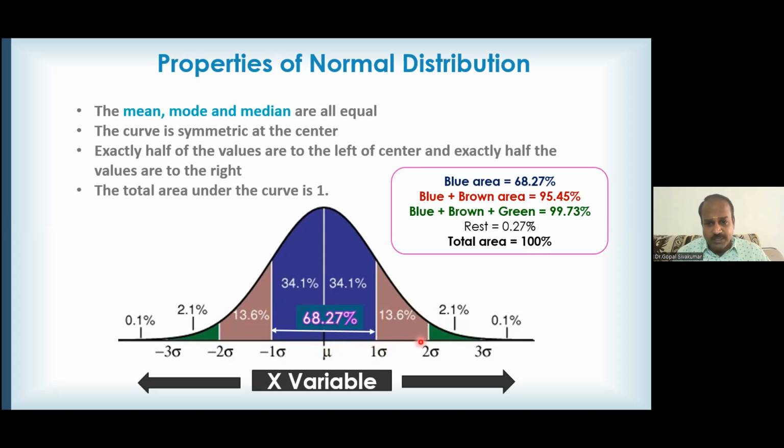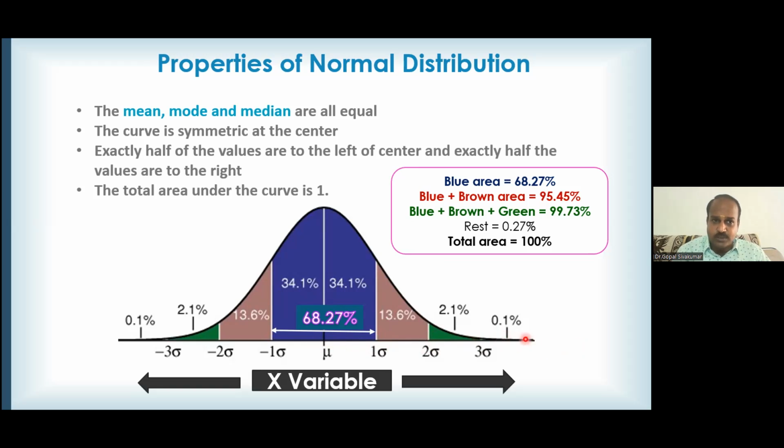And now the brown color area, 1 more sigma, 2 sigma. And now the green color area, 1 more sigma, 3 sigma. I moved away from the center by a distance equal to 3 sigma. Now I realize only a very, very small portion of the curve is available beyond the green color. So I don't want to analyze beyond the green. So I would like to conclude by considering this point. What is this point? A point at a distance of 3 sigma from the center. This point I am going to consider as the extreme output from the process.